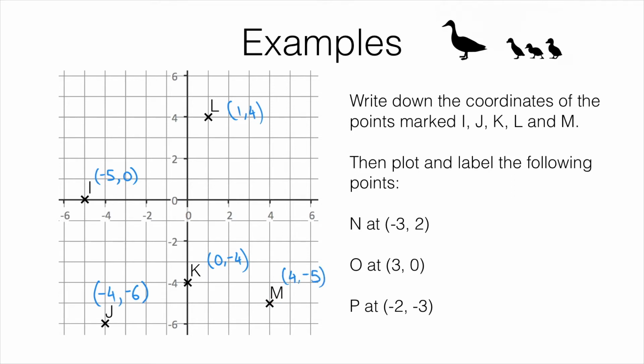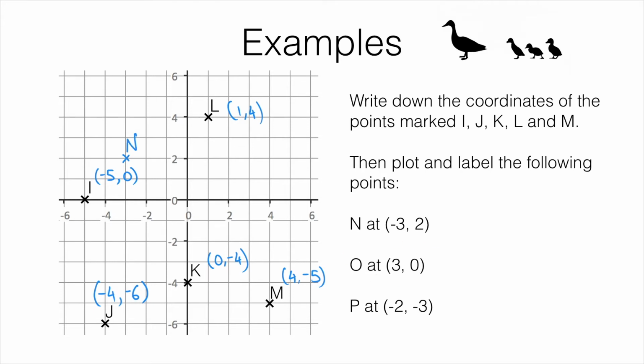Next, we've got to plot and label the points N, O, and P. First of all, N is at -3, 2. So, starting from the origin, we need to go to -3 on the x-axis, and then up to 2. So we would be plotting N here.